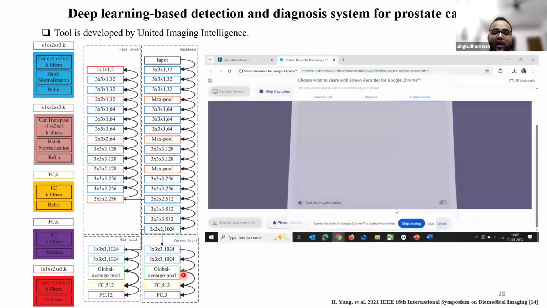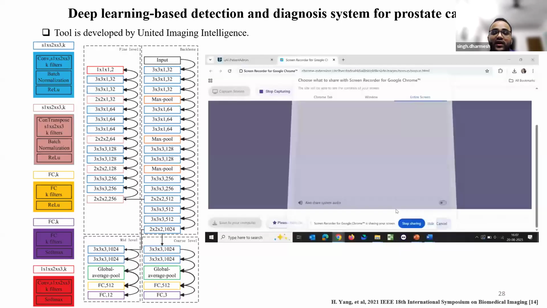We have a coarse level branch, which learns from radiologist inputs, like radiologist zone level interpretation. And we have a mid level branch, which learns from the biopsy. We have a fine level branch, which learns from the voxel level segmentation from whole mount pathology. It means the input is learned as per the radiologist input, biopsy input, and segmentation inputs. So these are the main branches.